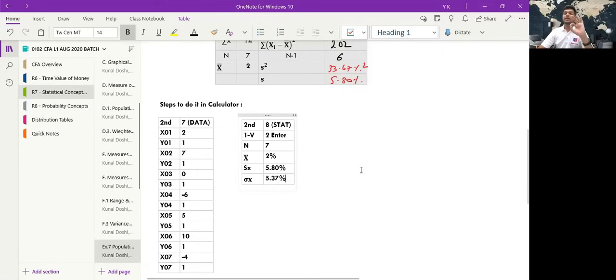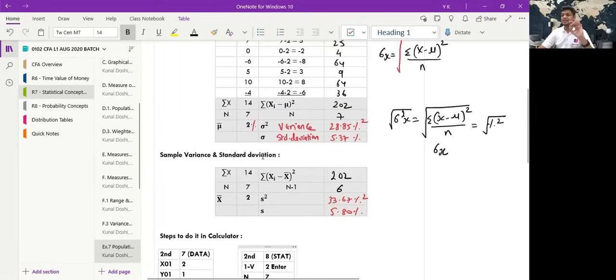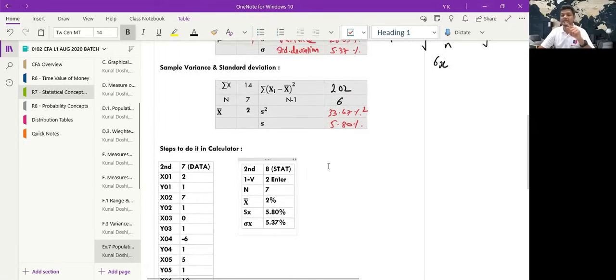Guys, you have all the numbers ready. See, just check. The sample we had 5.8%. The population we had 5.37. Our mean was 2%. Our number of data was 7.